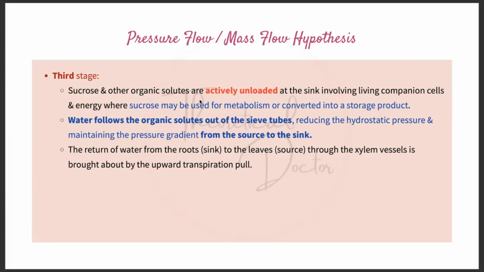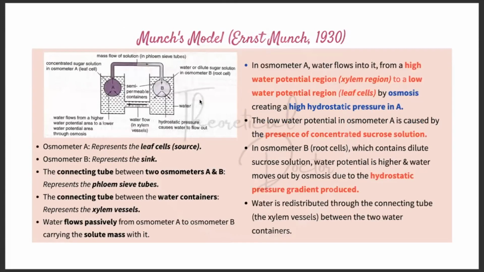So water follows the organic solutes out of the sieve tubes, reducing the hydrostatic pressure and maintaining the pressure gradient from the source to the sink. The return of water from the roots or the sink to the leaves or the source through the xylem vessel is brought about by the upward transpiration pull. So remember, the pressure flow mass flow hypothesis has 3 stages. But if it's difficult to remember, you just need to remember the Munch model. It simplifies all the stages for this pressure flow mass flow hypothesis.